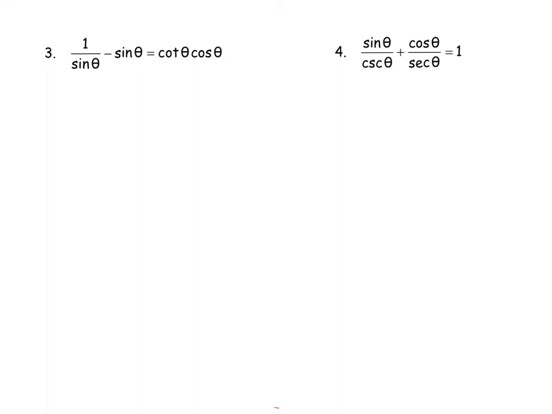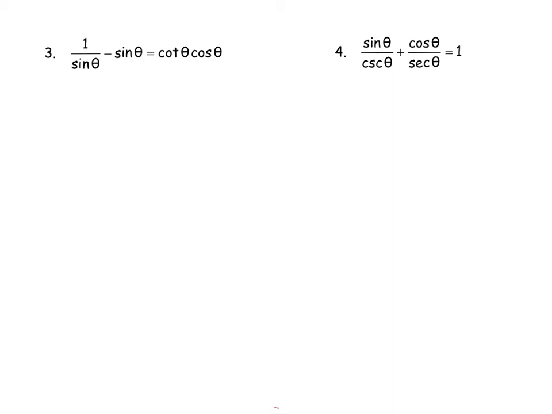All right, number 3, we have 1 over sine minus sine equals cotangent cosine. I'm going to work the left side. No real reason why I chose the left, I just chose it. 50-50 chance, really. There's stuff you could do to both sides, so let's just work the left this first time through.